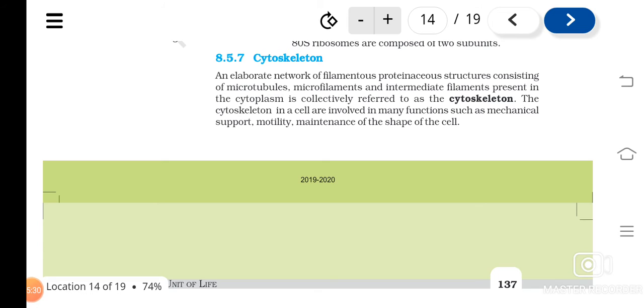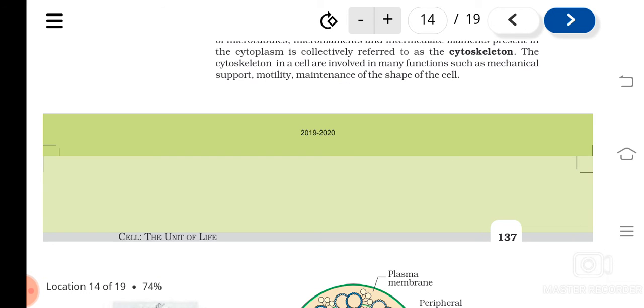Next, we will study about the cytoskeleton. So, cytoskeleton means a network of filamentous proteinaceous structures. In the cytoplasm you can see microtubules, microfilaments, intermediate filaments, filament-like structures which are made up of proteins, known as the cytoskeleton. And this cytoskeleton does many functions like mechanical support, motility, maintenance of the shape of the cells. All these are the functions of the cytoskeleton.